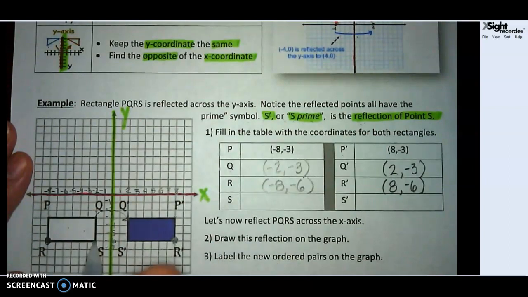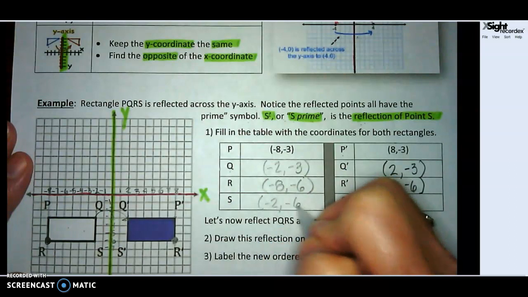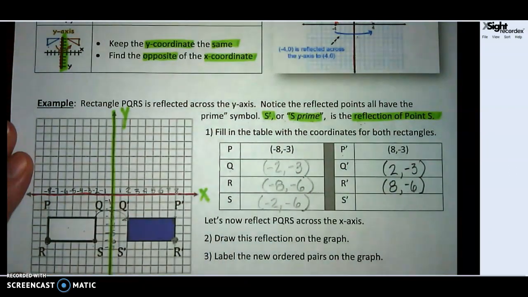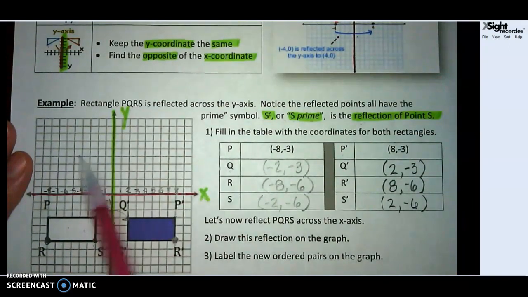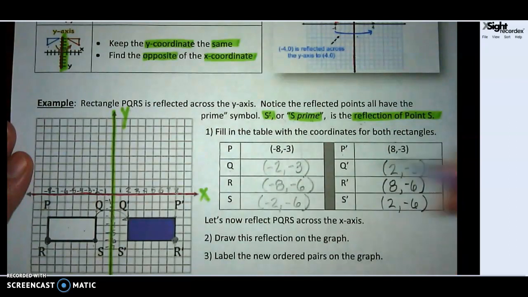And then point S is -2, -6, right here, down 6, over 2, down 6, and S prime is +2, -6. So when you reflect across y, the y value stays the same, but the x value becomes the opposite.